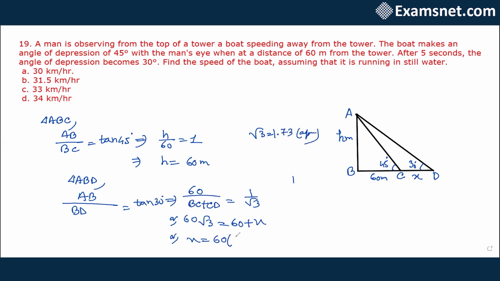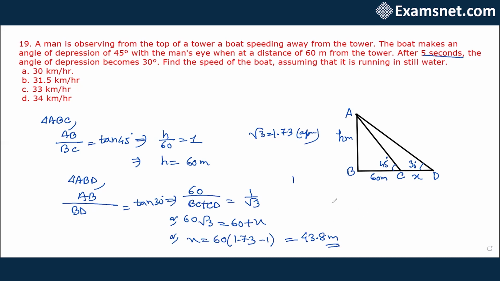Okay, so here 1.73, we will use this value minus 1, right? Next, from here we can get the value of x as 43.8 meter, right? So we got the length of CD, and this much distance is covered in 5 seconds, and we are required to find the speed.